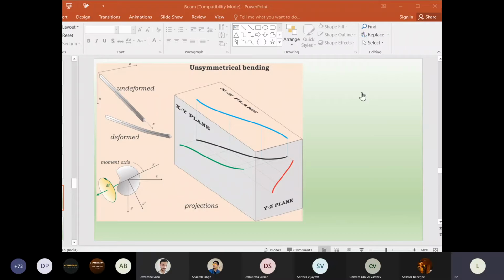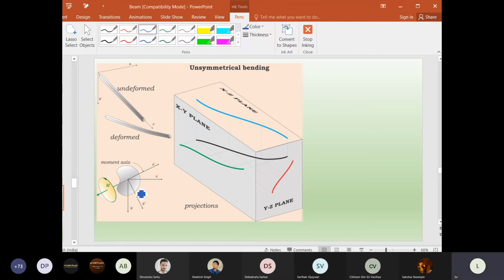Okay. Now, let us derive the equation for stresses in case of unsymmetrical bending. Before I start doing that, we will take a cross section.